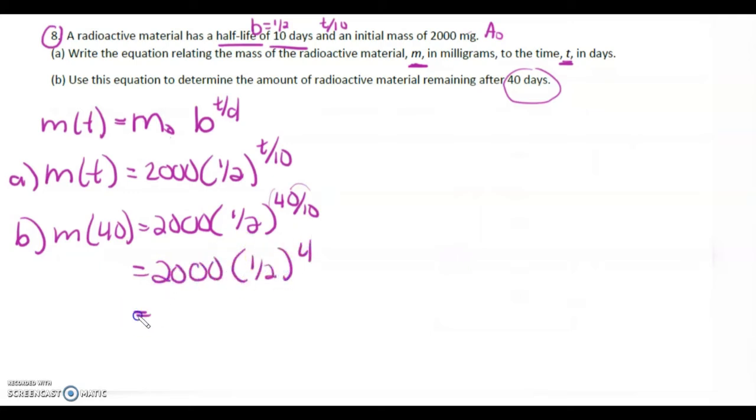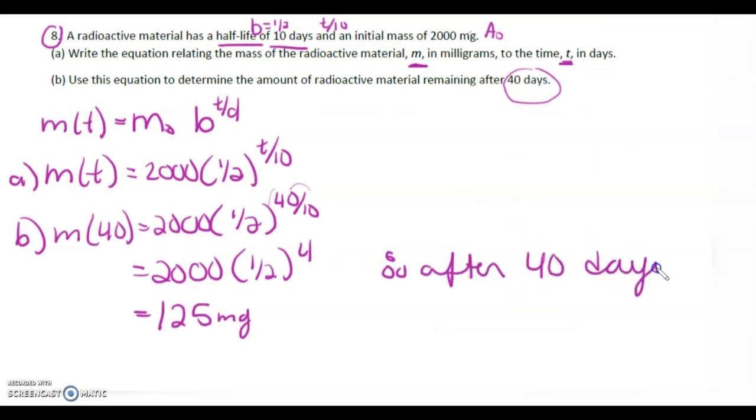Okay, so do the exponent first. So 0.5 to the exponent 4, you're going to get 0.0625, and then multiply it by 2,000. Okay, I get 125, and that's in milligrams. So therefore, after 40 days, there is 125 milligrams remaining.